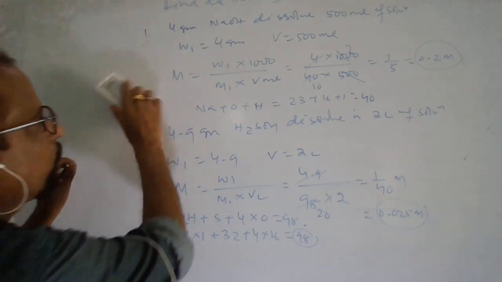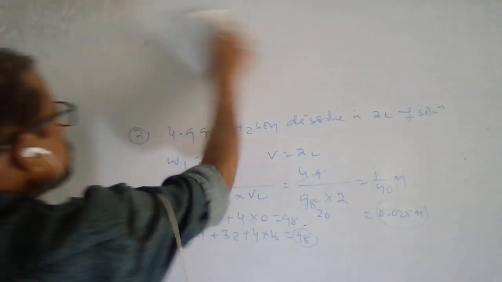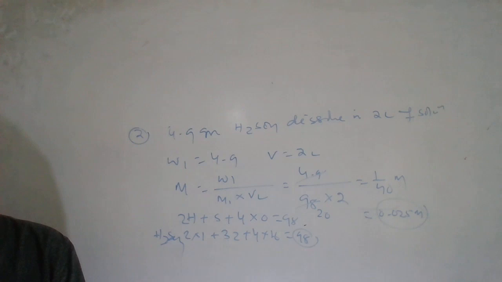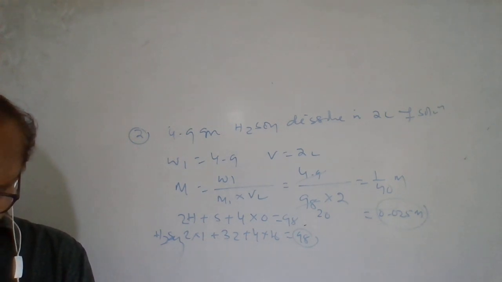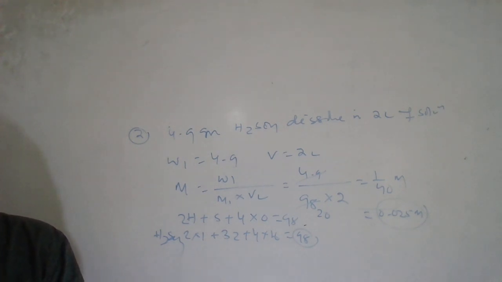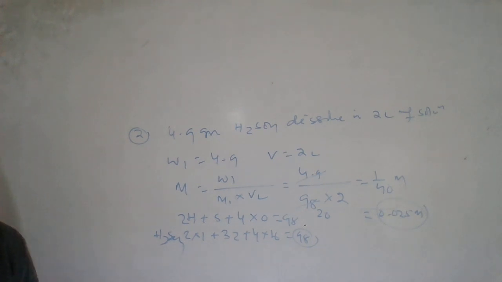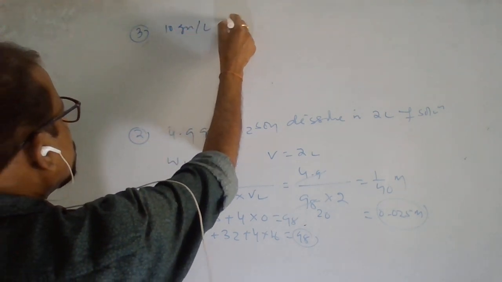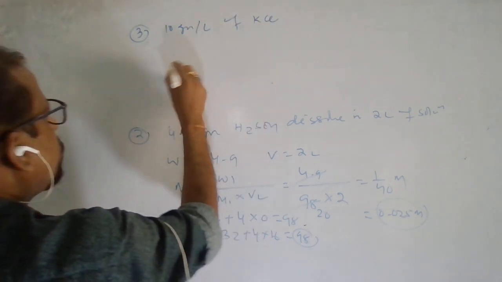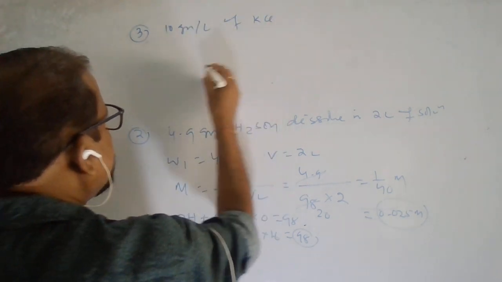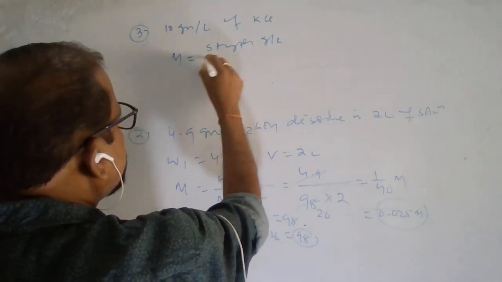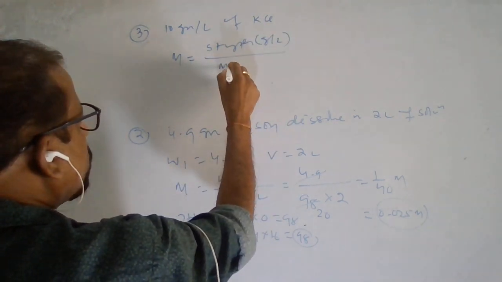So I will give you some more problems. You can write. Suppose question number 3: 10 gram per liter of KCl. You have to find the molarity. We know the molarity is equal to the strength in gram per liter by the molecular mass.